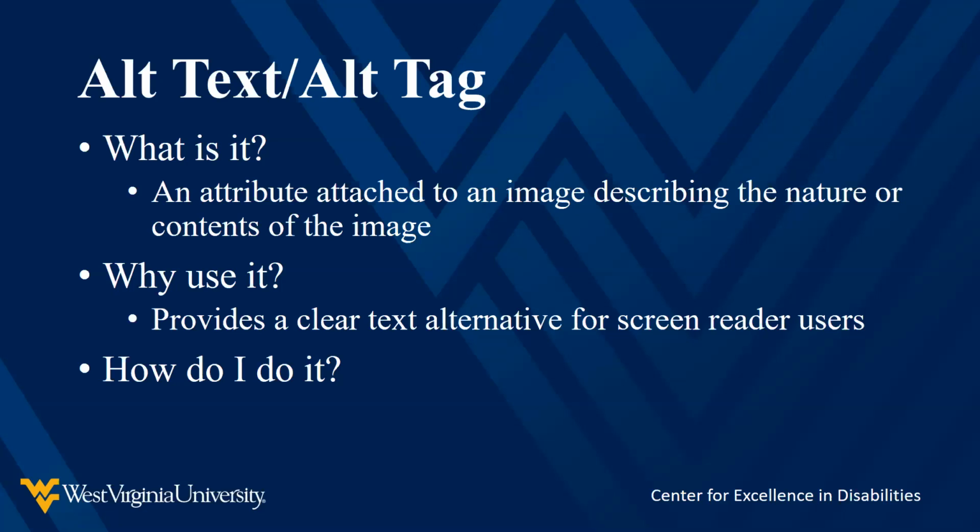But alt text is the very first one. Alt text is also called alt tag. It's an attribute attached to an image that describes the nature or the contents of that image. It's used as a clear text alternative for screen readers to read to the person a description of what the other individuals are visually seeing. And once again, you have to take steps in order to get to this and make it accessible.